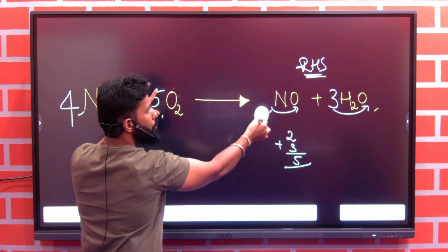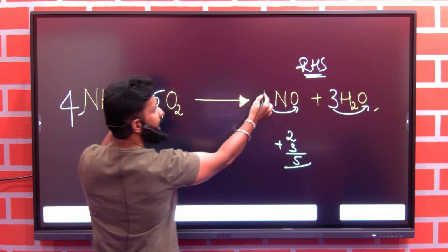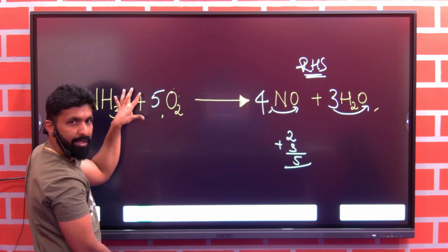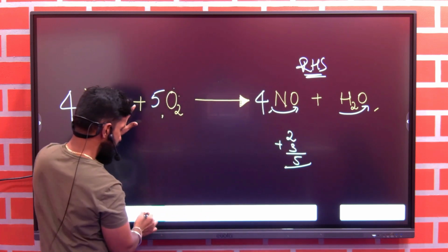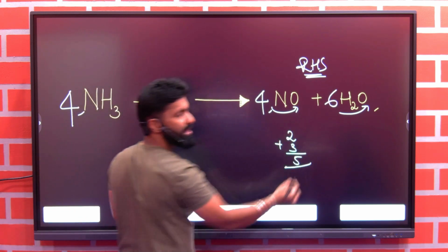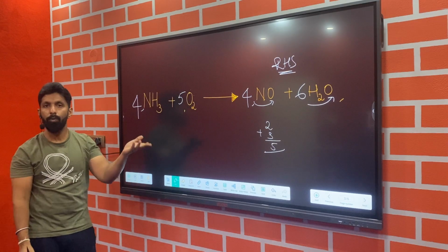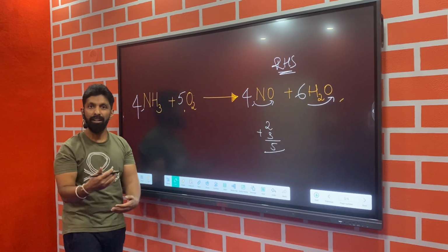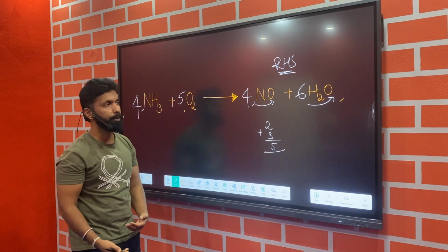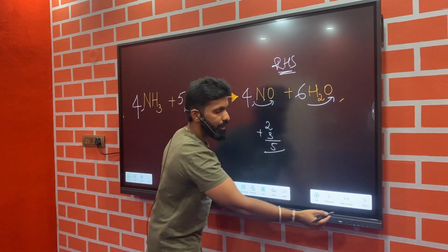I remove the 2 here. Again, I write 4. Yes. Again, I remove the 3 here and I put 6 because 3 multiplied by 2 is 6. The equation has got balanced. I hope you're following. Yes. We'll practice more equations so that you get comfortable with this. Okay, let's go to the next equation.